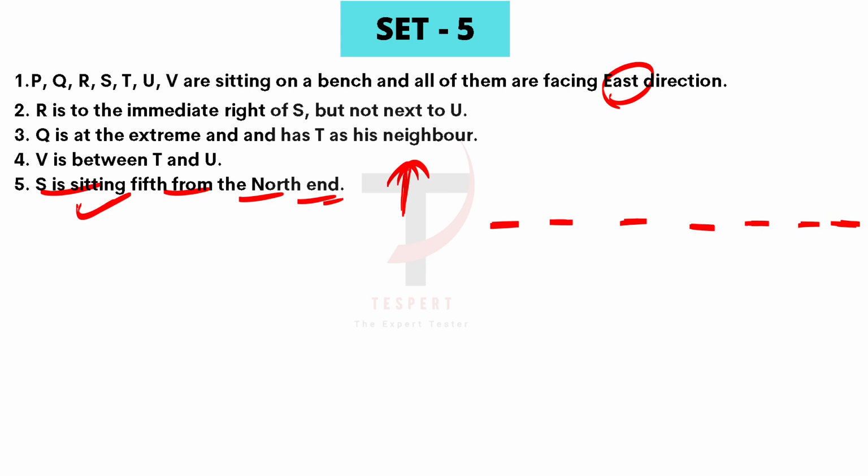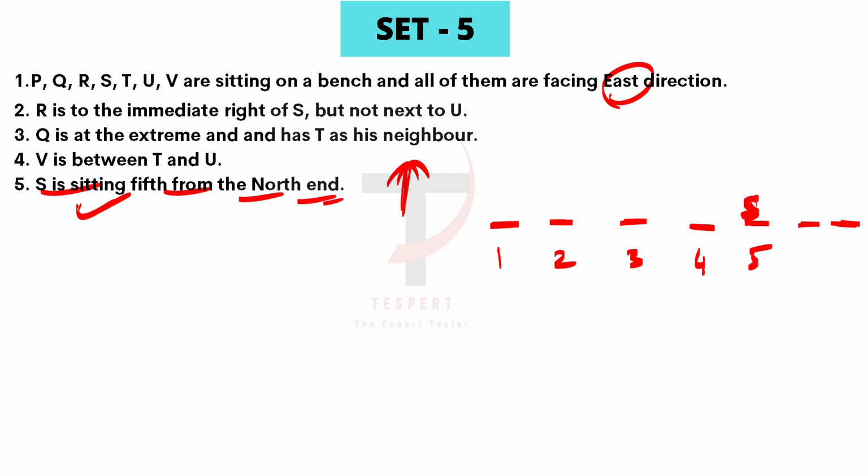Later we can just turn it. Okay, S is sitting 5th from the north end. From the north end, S is sitting 5th. So this is the first, this is the second, this is the third, this is the fourth, and this is the 5th. So S must be sitting here.